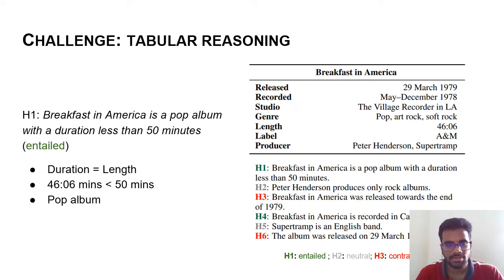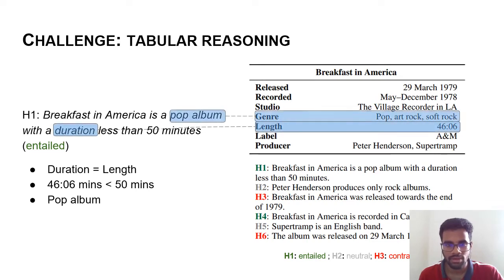For the hypothesis, Breakfast in America is a pop album with a duration less than 50 minutes, the model first needs to find the relevant rows to classify this hypothesis. The relevant rows in this example are the length and the genre. The model needs to get these relevant rows and perform reasoning over them, which is like comparing 46 minutes with 50 minutes and checking if pop album exists in the values of the row genre.